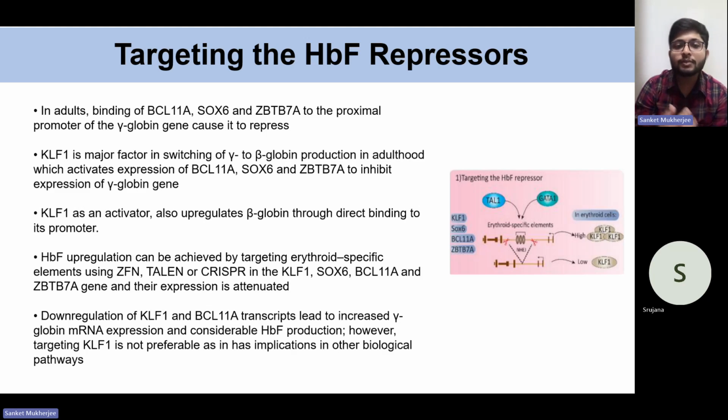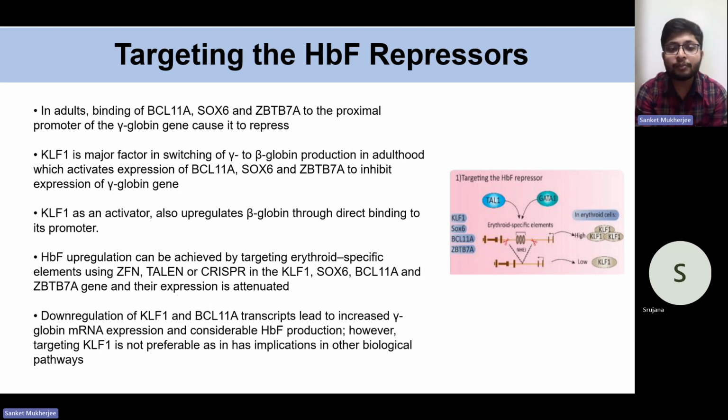What we do in adults, binding of BCL11A and SOX6 and ZBTB7A to the proximal promoter of gamma globin causes it to repress. So when it binds to gamma globin, it causes repression of gamma globin. KLF1 is a major factor in switching of gamma globin to beta globin production in adulthood, which activates expression of BCL11A. So this is the cyclic process which inhibits the expression of the gamma globin gene. KLF1 as an activator also upregulates beta globin through direct binding to its promoter.